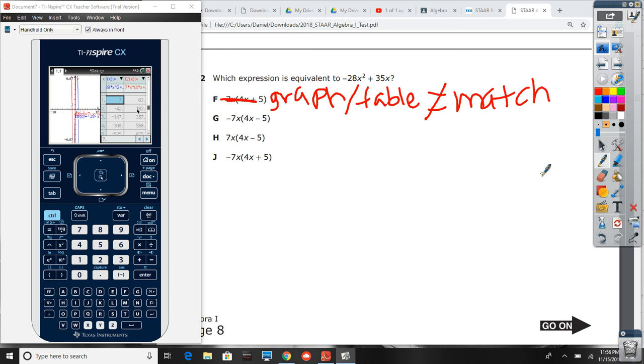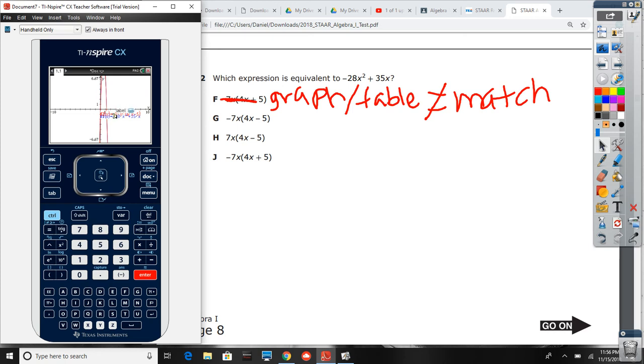So I'm going to go back to my calculator and remove the table, so Control T, and I'm going to press tab and press up so I can edit the one that I had already entered there. The next one is actually negative 7x. So I'm going to go to the front and type in the negative, and I need to change this plus 5 to a minus 5. Press enter. It seems like we found our match, right?